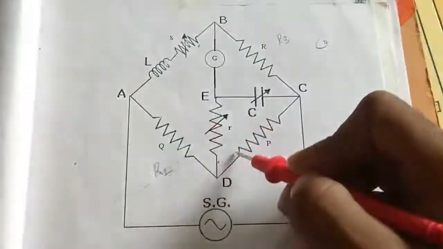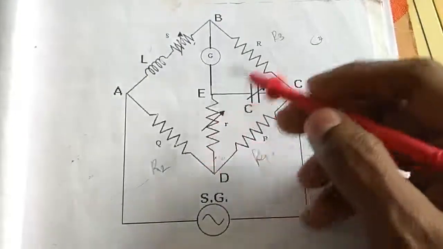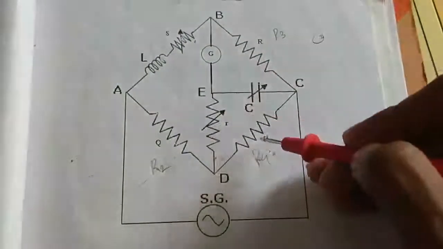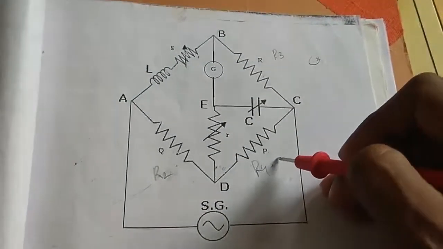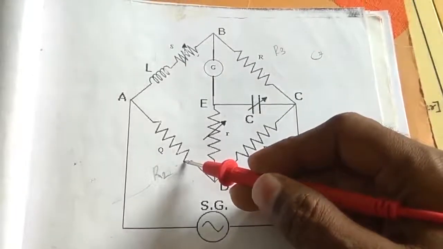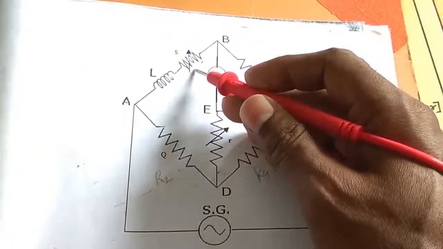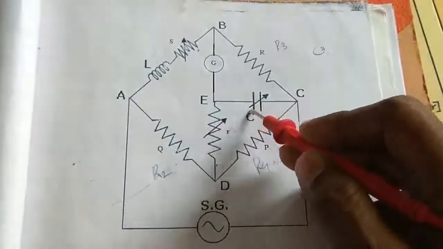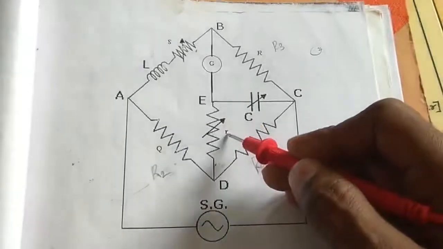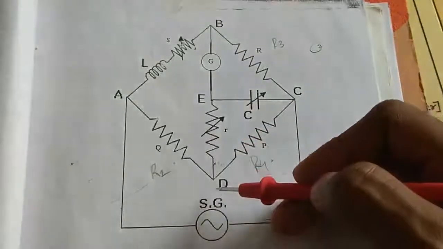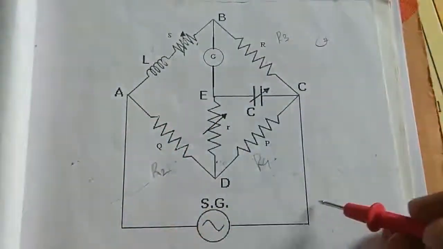This is the circuit diagram of the Anderson bridge, having 4 arms: arm 1, arm 2, arm 3 and arm 4, with resistor R3, which we name R, resistor R4, which we name P, and resistor R2, which we name Q, and the unknown inductor L in series with the variable resistor and capacitor connected in between terminals E and C. Similarly, one variable resistor r is also connected in between terminals E and D, and the supply source is connected across terminals A and C.